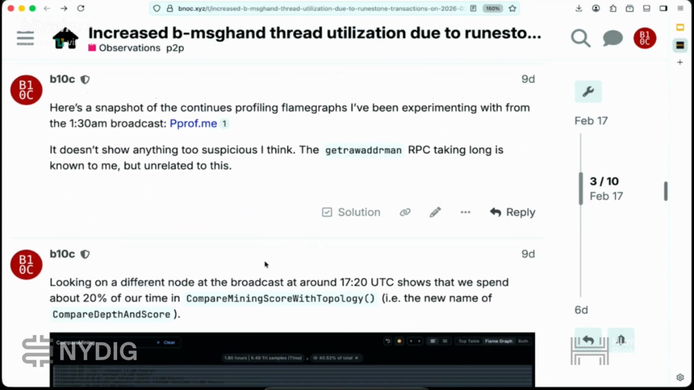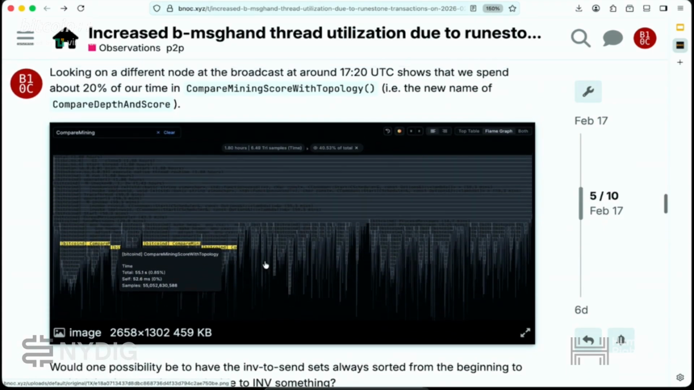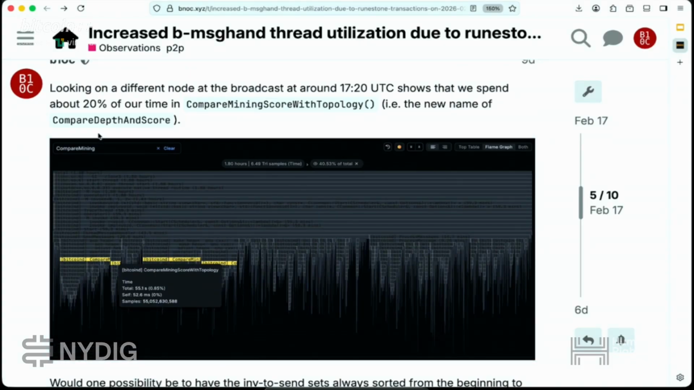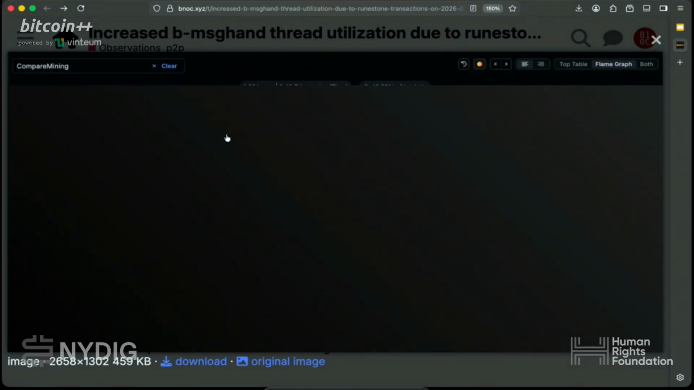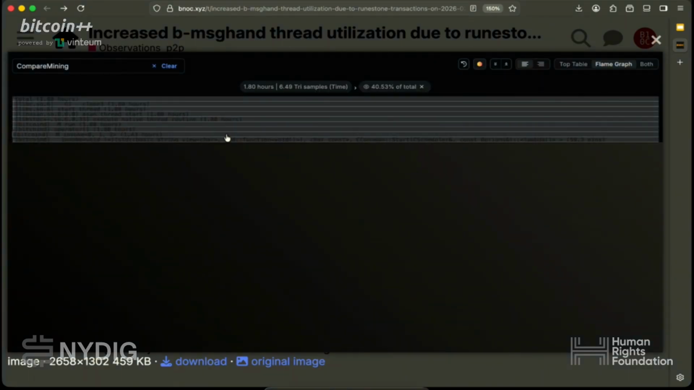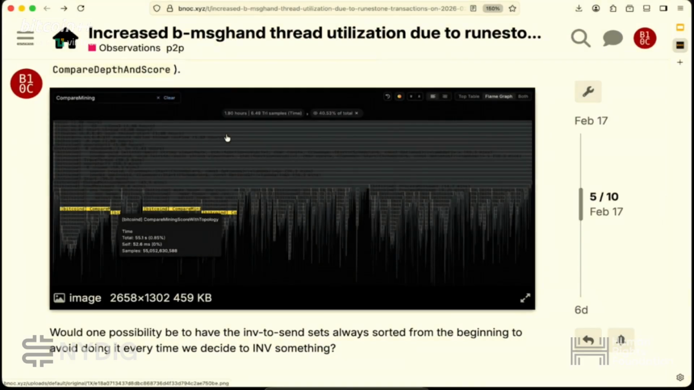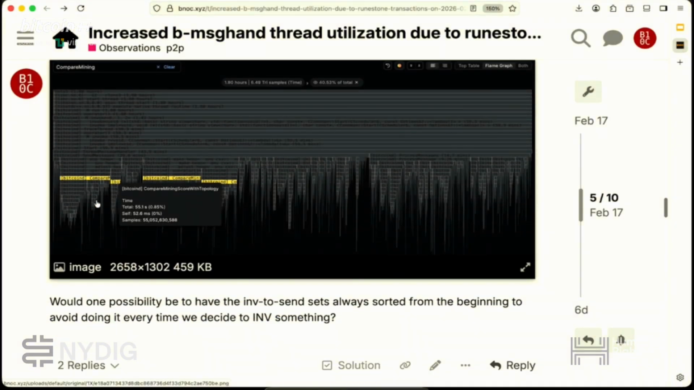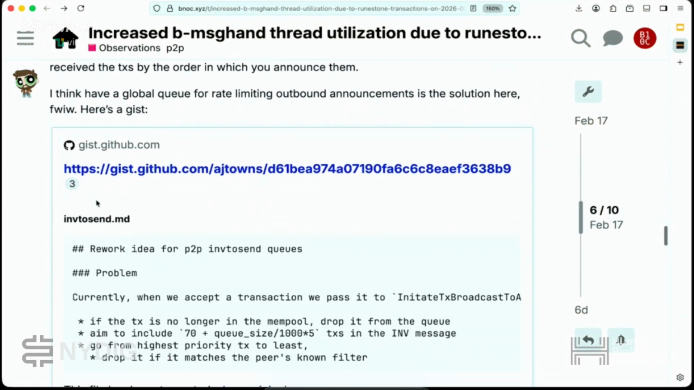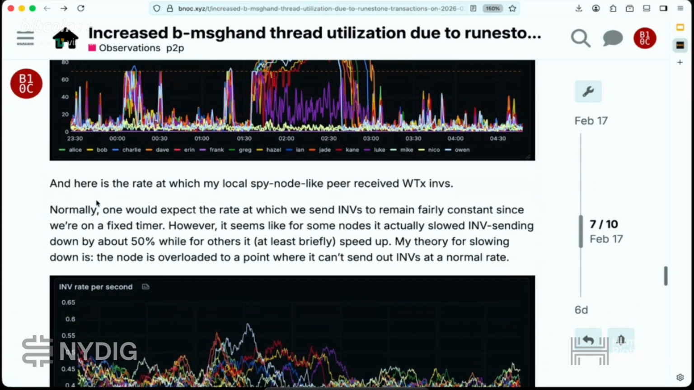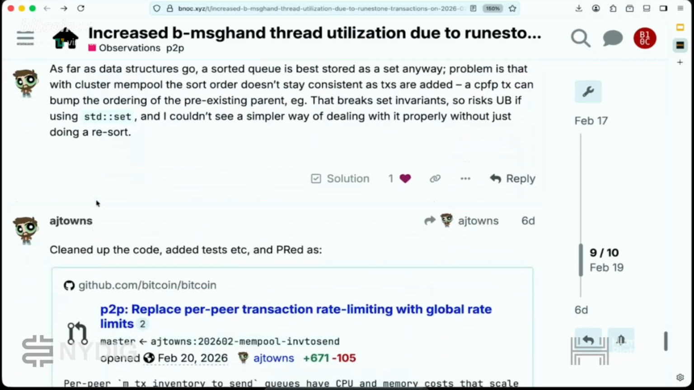Did a bit more digging, and now the function isn't called compare depth and score. It's called compare mining score with topology. Just got renamed because also the way it works got changed a bit. But on the flame graph, we can see that actually we spend like 20% of our time there. So maybe it's not 100% fixed, maybe it could even be improved. And then AJ said, yeah, I've been working on this or thinking about this. And he actually opened a pull request for this.